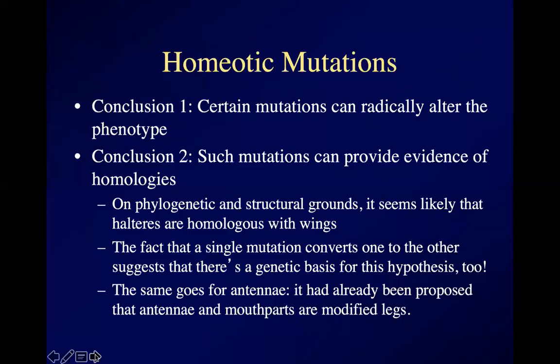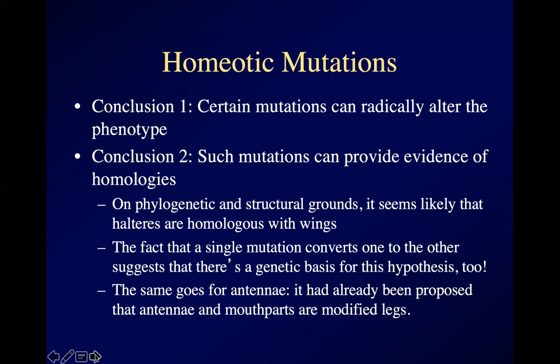So we know that certain mutations can radically alter phenotype. If you can change one structure into another, you can end up with phenotypes that are very different. Oftentimes, these would not be selected for. Fruit flies with legs growing where their mouth parts should be can't actually feed. Or if they can, you have to feed them in some sort of special way. They can't feed as well as normal flies would.